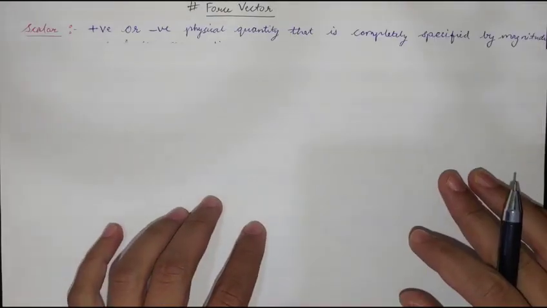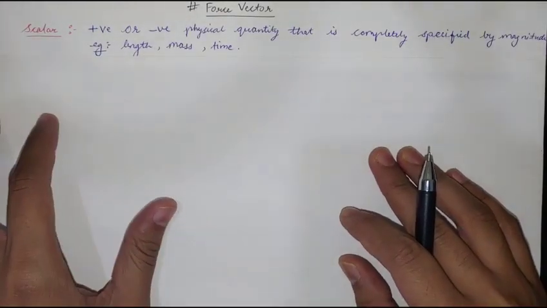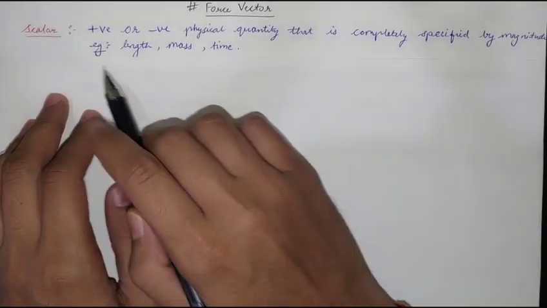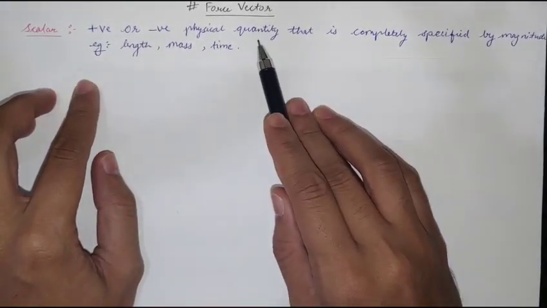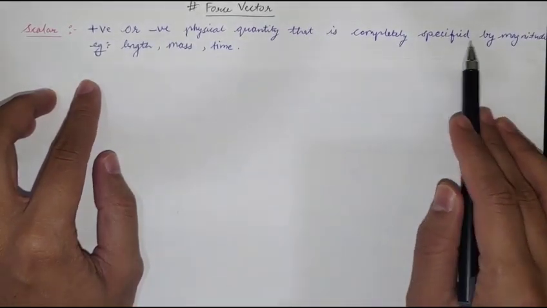In this video, we will see some basic concepts about force vector. First, let us understand what are some basic concepts related to it. So, the scalar quantity is a positive or negative physical quantity that is completely specified by magnitude.